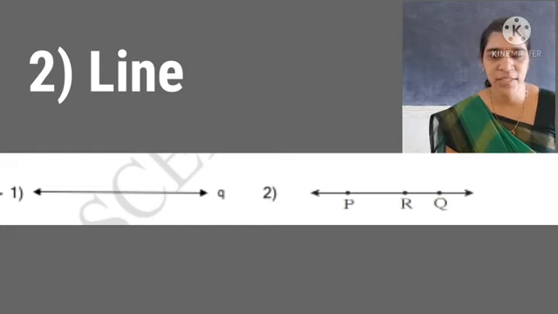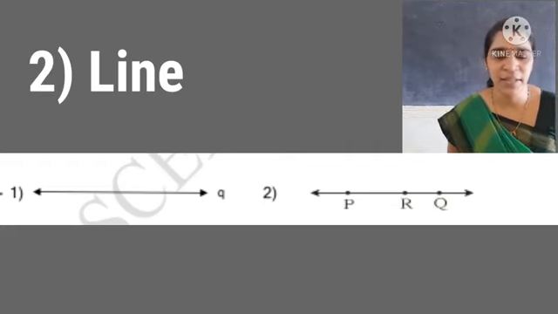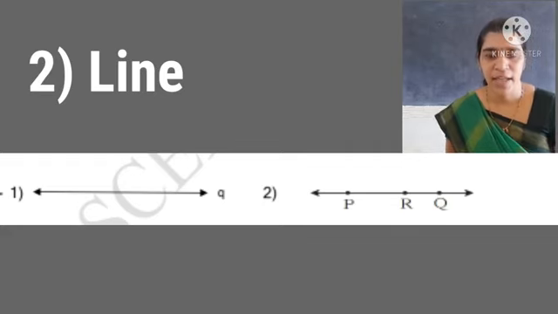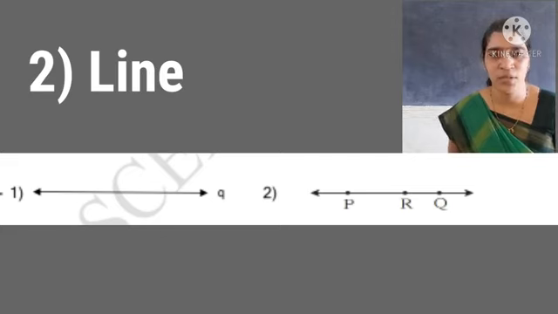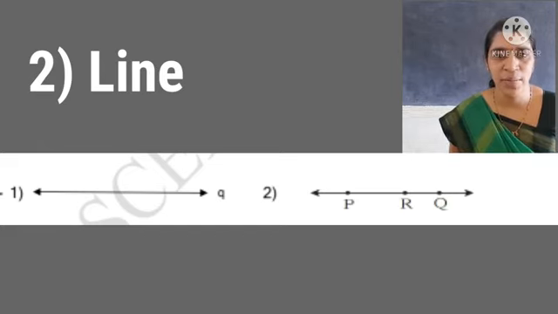Suppose these 3 points are in the same line, then the points are called collinear. You had also learned collinear. From this you can write collinear and non-collinear points. If these 3 points lie on the same line, then we call it as collinear points. And if these 3 points do not lie on the same line, then we call these 3 points as non-collinear points.